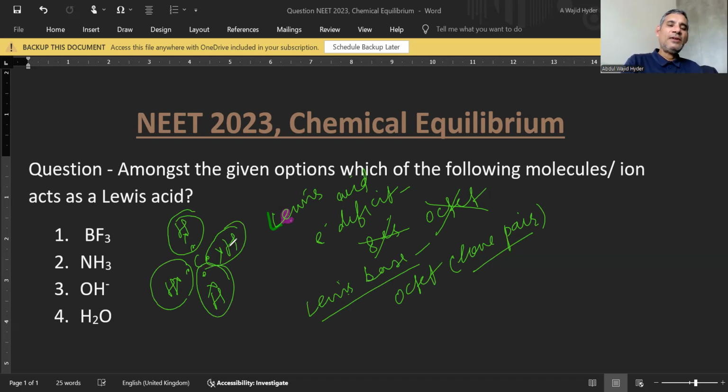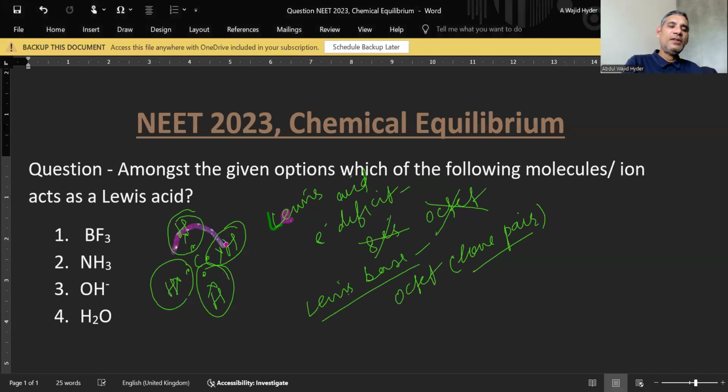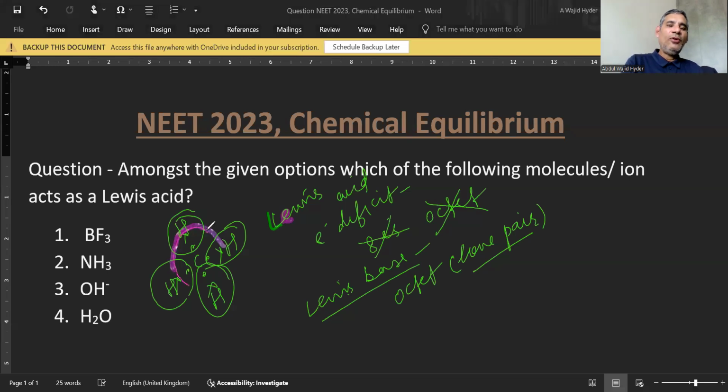But see the carbon atom, this carbon atom will also be having 8 electrons. But out of these 8 electrons, there is no lone pair of electron. So it is not a Lewis base because octet is complete, but lone pair is not there. Such species are called electron precise and is not a Lewis base. See BF3. First option, they are asking you which one is the Lewis acid.